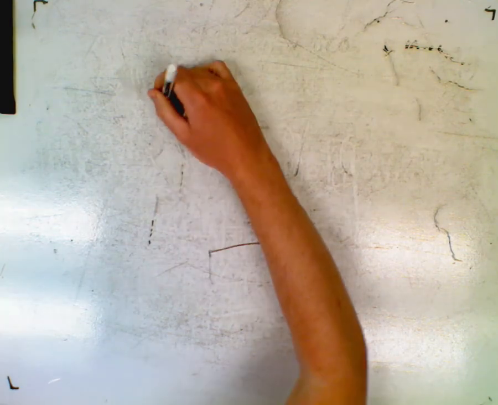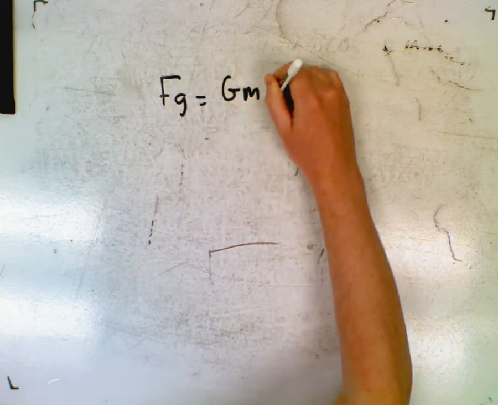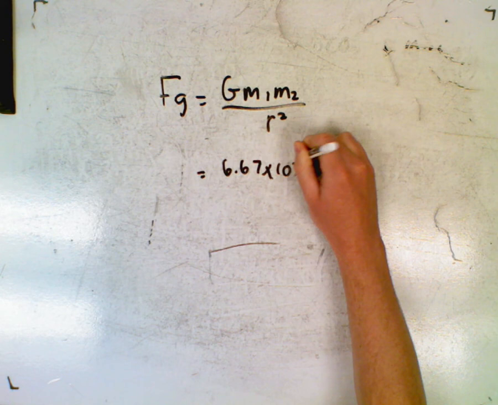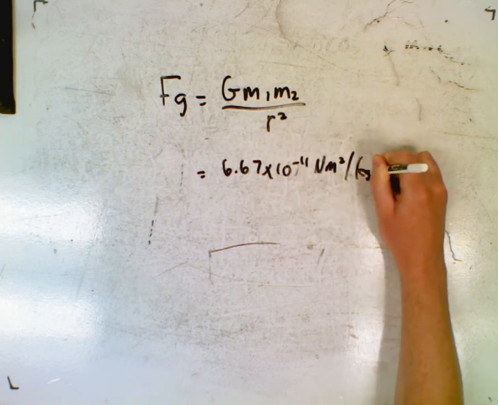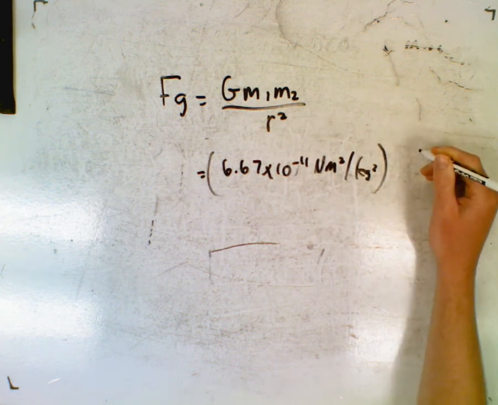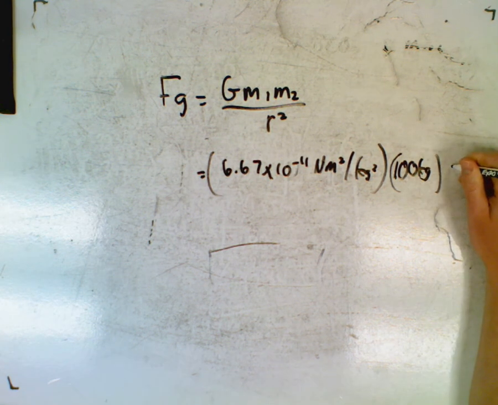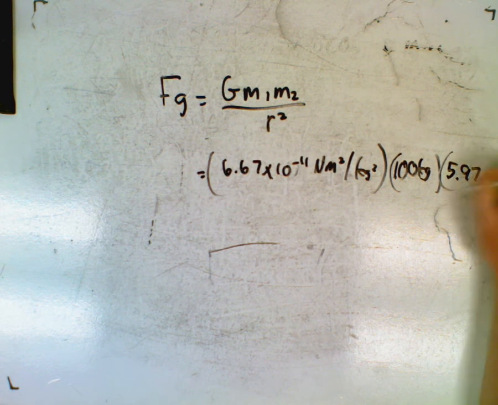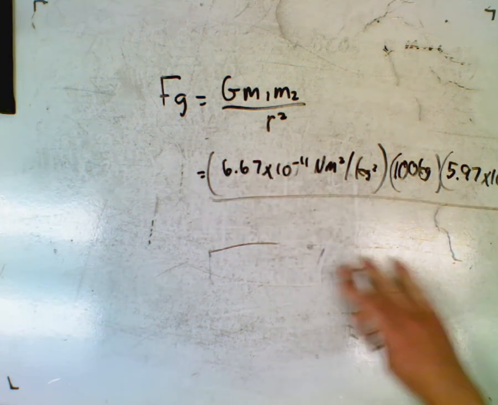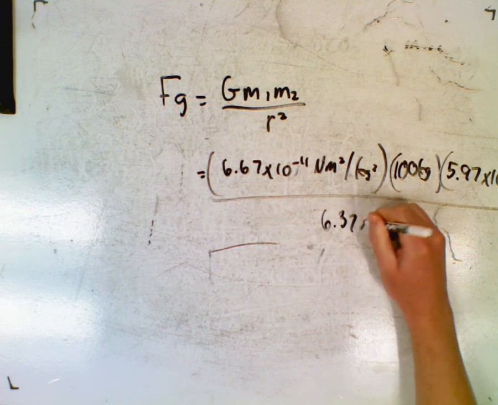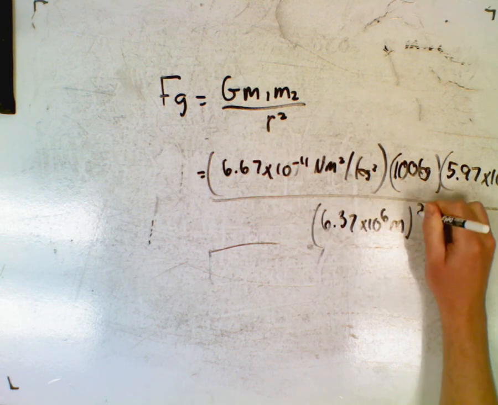So we can calculate this. G, 6.67 times 10 to the negative 11 newtons meters squared per kilogram squared. Mass 1 is the mass of our man, which is 100 kilograms. And the mass of our Earth from the data book is 5.97 times 10 to the 24 kilograms. So this is a really big mass, so it's going to have a stronger force of gravity, right? And then our radius between them would be the radius of Earth, which is 6.37 times 10 to the 6 meters. Don't forget to square it.